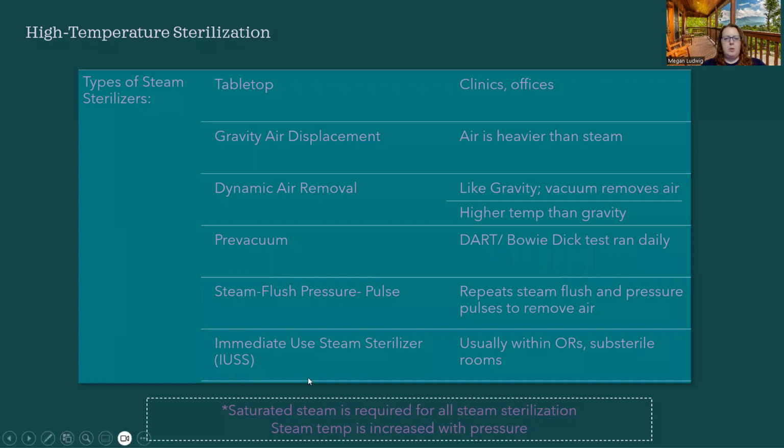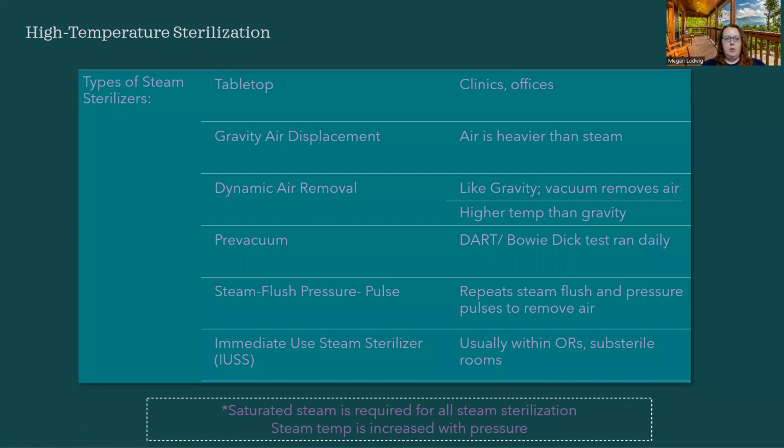And we talked about our IUSS. So these typically are going to be found in the OR, or maybe sometimes OR rooms have a small room between each of them. That's called a substerile room. That's sometimes where you'll find them, or maybe in the core of the operating room, depending on the size of your facility.